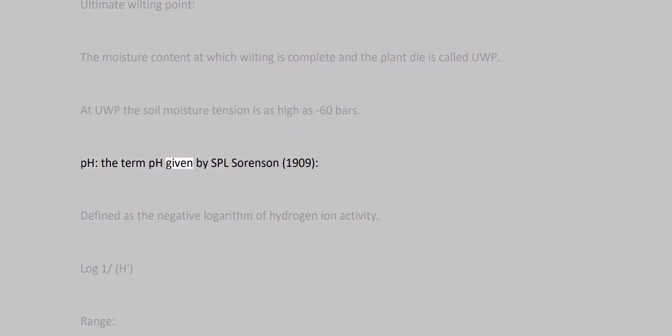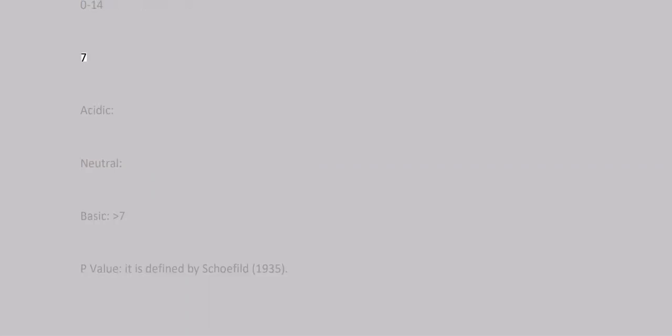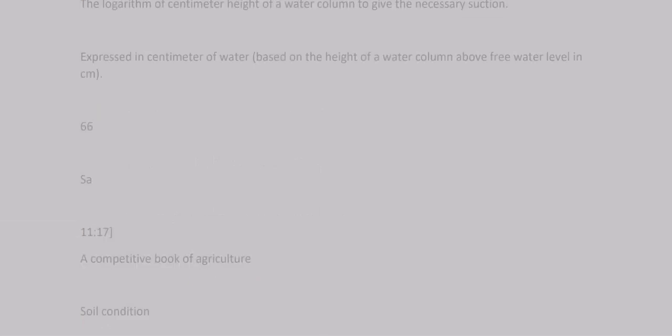pH: the term pH was given by S.P.L. Sorensen, 1909, defined as the negative logarithm of hydrogen ion activity. It ranges from 0 to 14: below 7 is acidic, 7 is neutral, above 7 is basic. pF was defined by Schofield, 1935, as the logarithm of the centimeter height of a water column to give the necessary suction, expressed in centimeters of water, based on the height of a water column above the free water level.